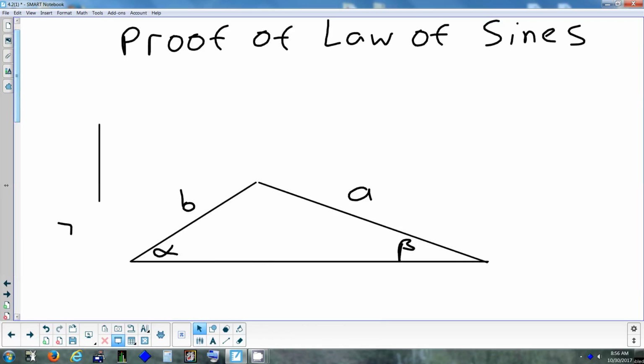But what I am going to do is put a vertical line in from that vertex perpendicular to the bottom side. Okay, so now by drawing that original triangle and putting in that vertical, what did I just create? What kind of triangles did I just create? Right triangles. Yeah, I created 2 right triangles.